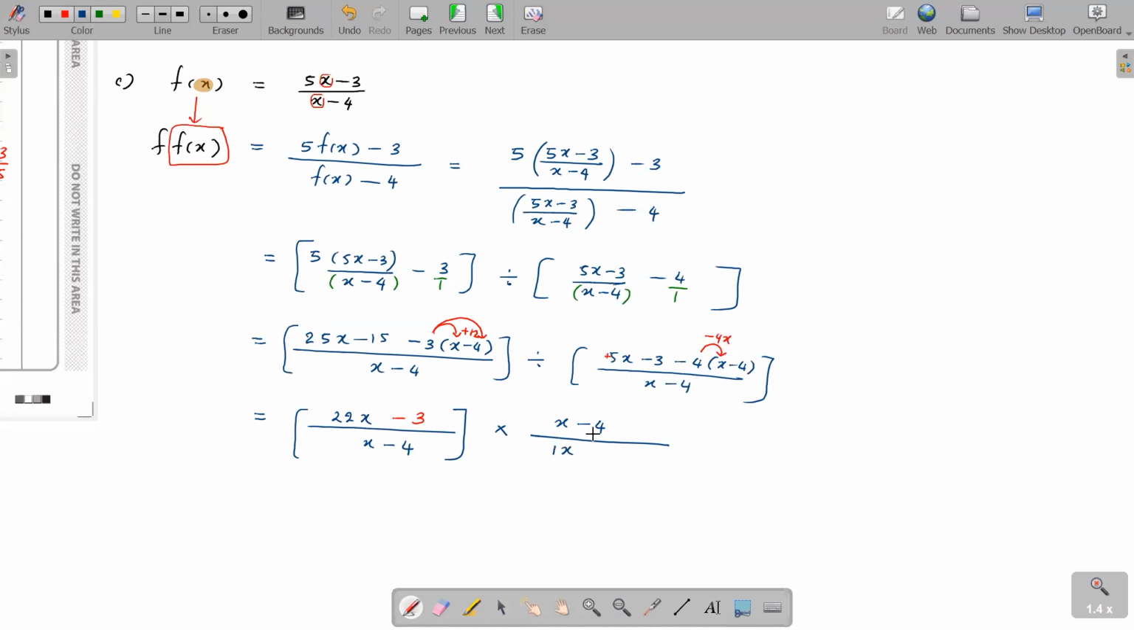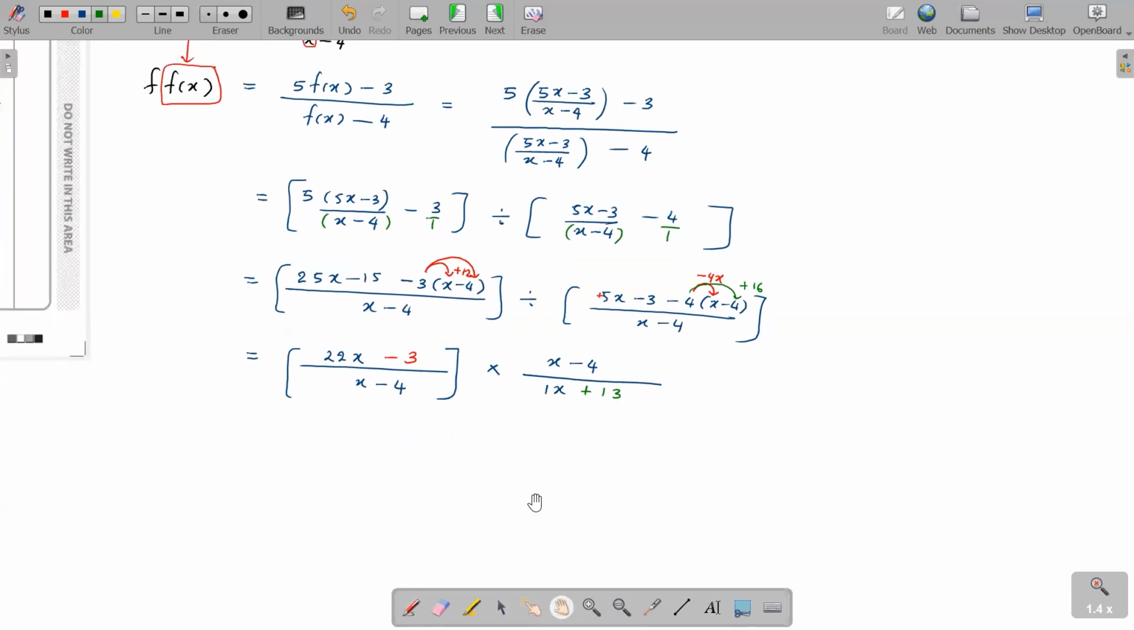Do you agree? And here I get the next one. Minus 4 into minus 4 is plus 16. Plus 16 minus 3 is plus 13. This is okay? Okay, so then we have the fractions like this. So now what happens? You can see the x minus 4 will cancel out with the x minus 4, and my f of f of x becomes 22x minus 3 over x plus 13. This is f of f of x.